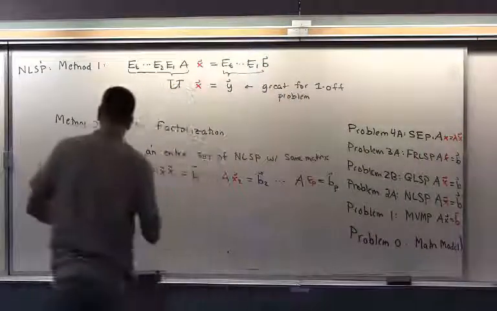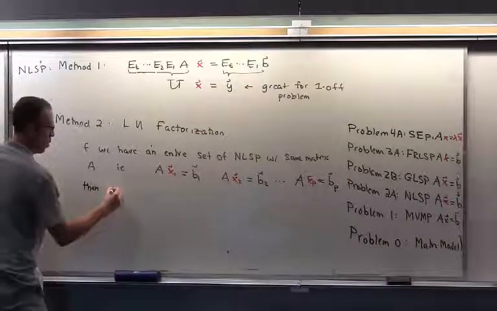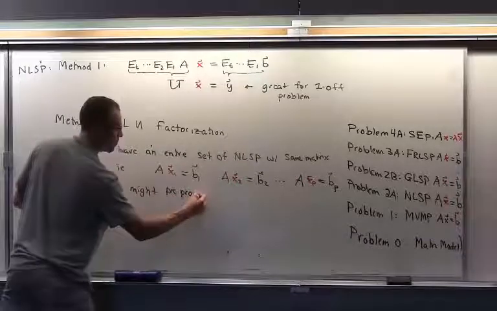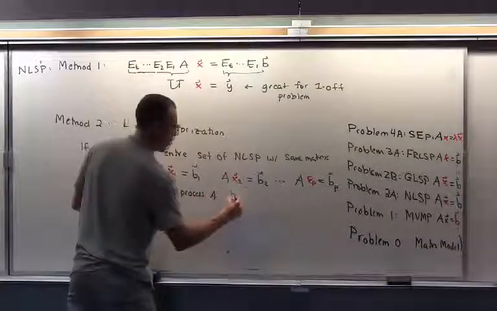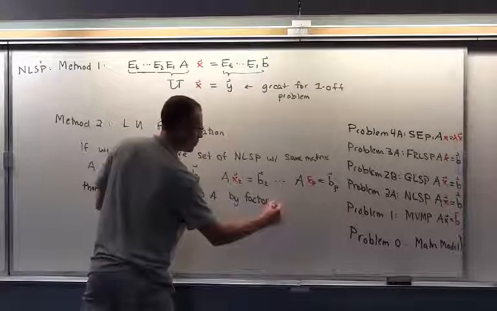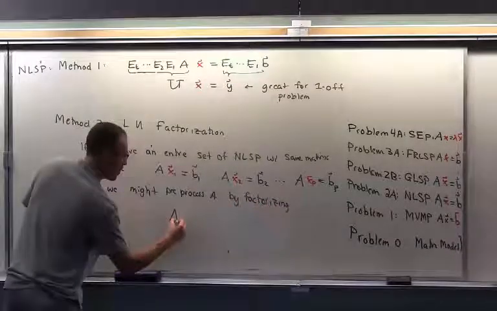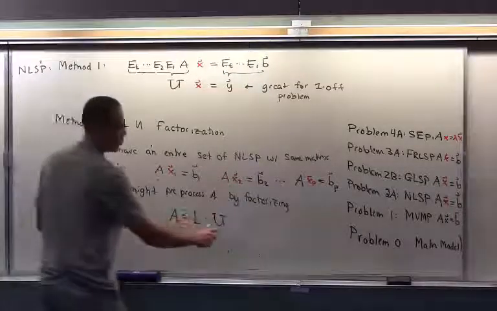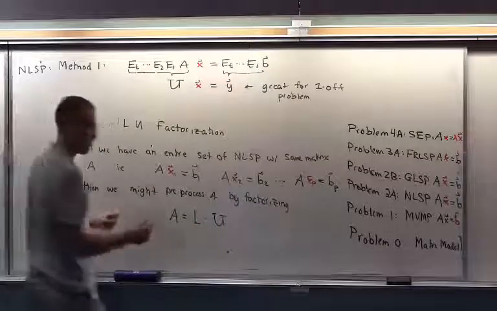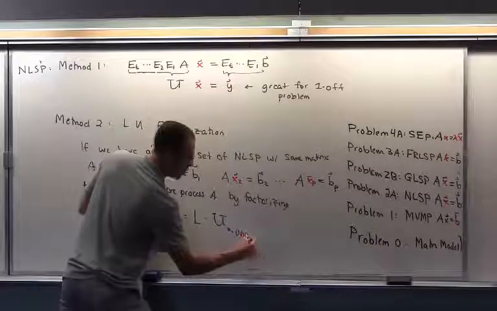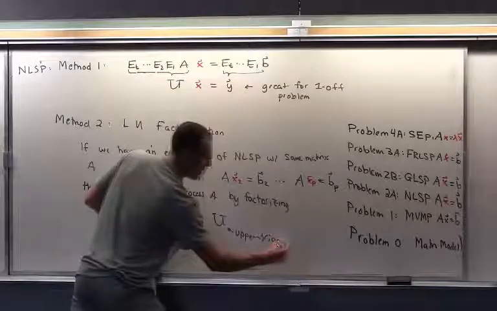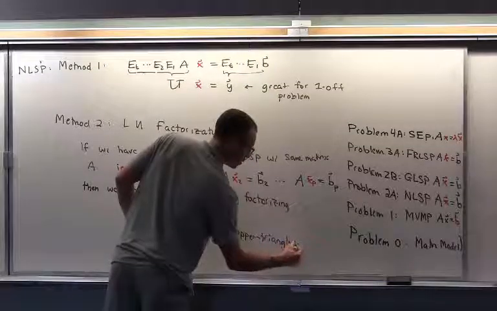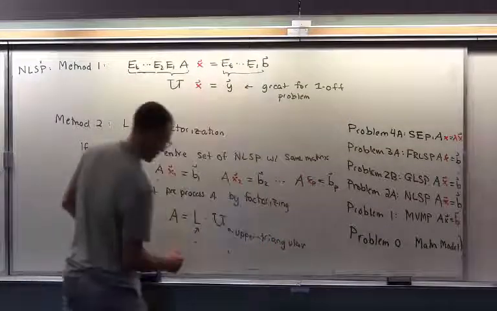So in this case, we might pre-process A by factorizing. And the way that we're going to factor this is L times U. Can you guess what U would be? Upper triangular. Anybody guess what L would be? Lower triangular.